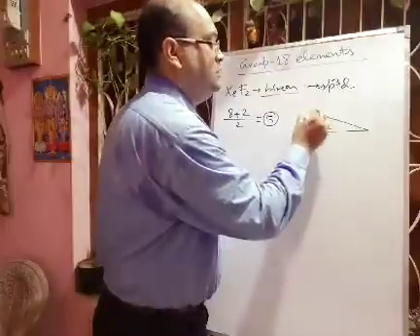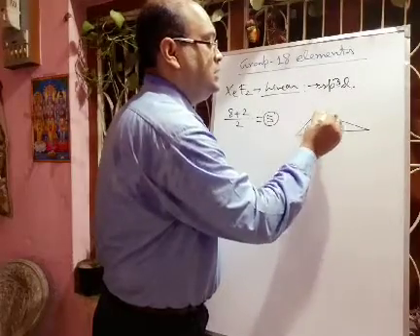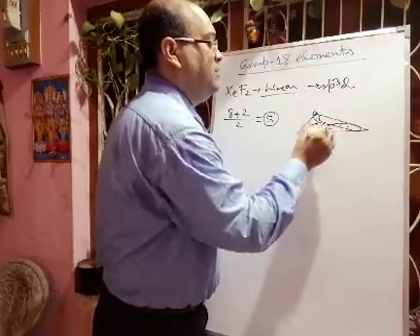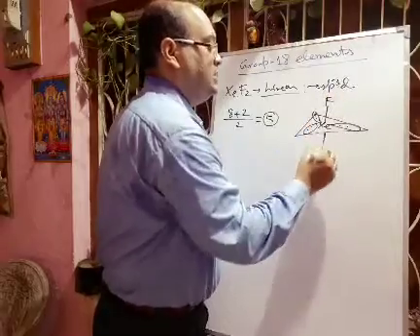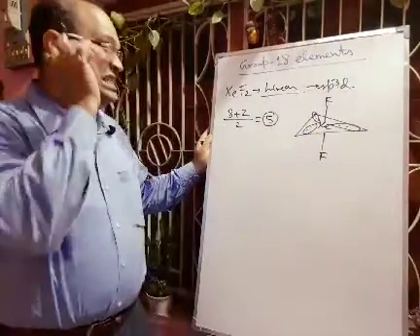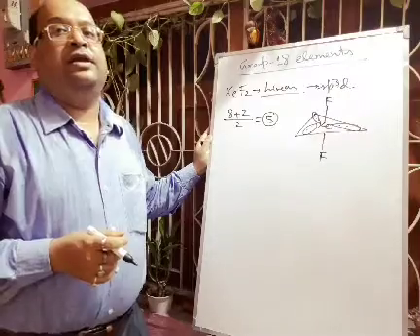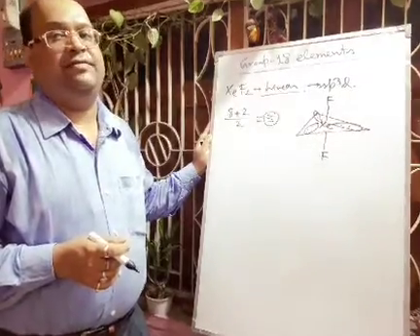Here is the xenon. These equatorial positions are occupied by lone pairs of electrons, and these are the fluorines. So this is xenon difluoride. Next, xenon tetrafluoride, XeF4.